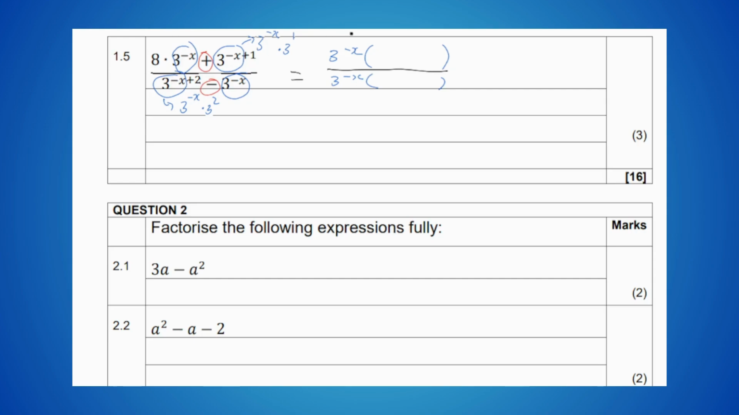So in this first term, we have left 8. In our second term, we have left 3 to the power 1, so it's plus 3 to the power 1. And our first term here in our denominator, we took out 3 to the power negative x, so we have 3 squared left. Minus, we took this out as a common factor, so we have a minus 1 left. Okay, then those cancel. Something divided by itself is 1. Then 8 plus 3 to the power 1 is going to give you 11 over 3 squared is 9 minus 1 is 8. So your answer is 11 over 8.